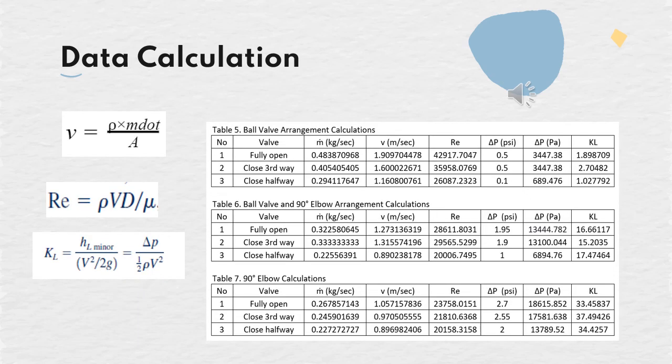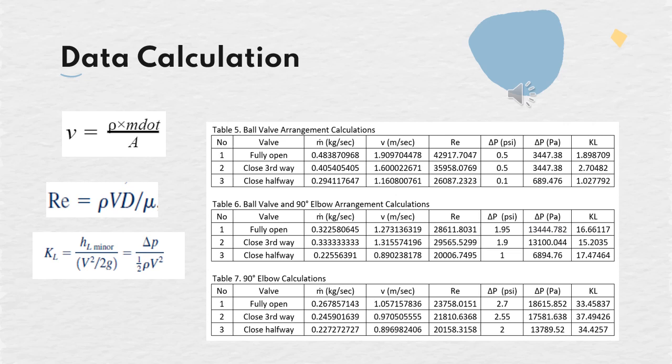For the calculation, we can find the mass flow rate by dividing the mass, which is 3 kilograms, by the time it needed to reach 3 kilograms. Then for the velocity, we can use the equation of v = m dot divided by rho times A, where rho is the fluid density, m dot is the mass flow rate, and A is the cross-sectional area of the pipe. And for the Reynolds number, we can use rho times v times d divided by mu.